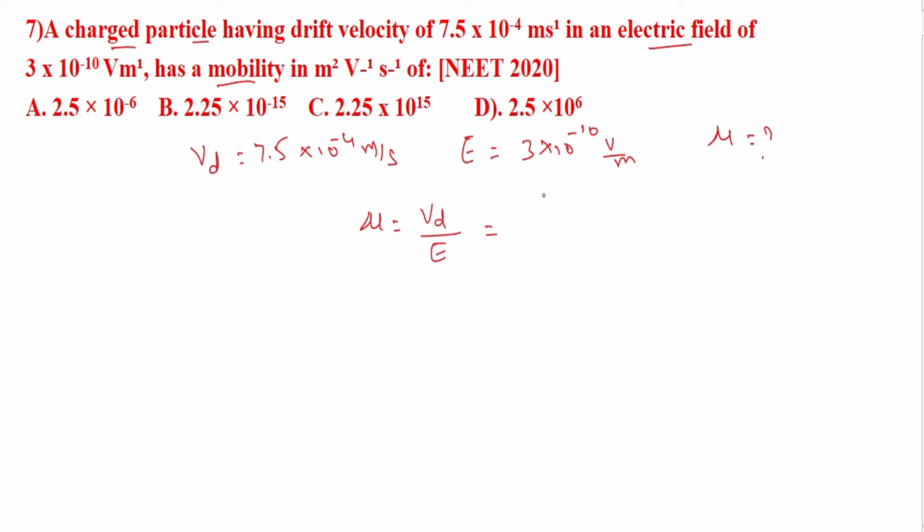If I substitute, it is a simple sum only. Vd is 7.5 into 10 power minus 4 by electric field is 3 into 10 power minus 10. Okay, if we solve this, we will get 2.5 into 10 power minus 6, which is D option. Okay, now let us go to our next question.